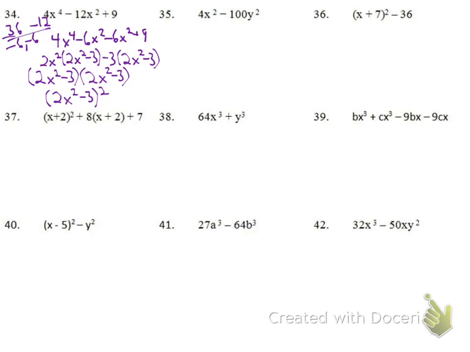Okay, 35. I could look to start factoring with the difference of two squares, but they actually have 4 in common. So I could take out 4, leaving x squared minus 25y squared. And my difference of two squares leaves me with x minus 5y, x plus 5y.